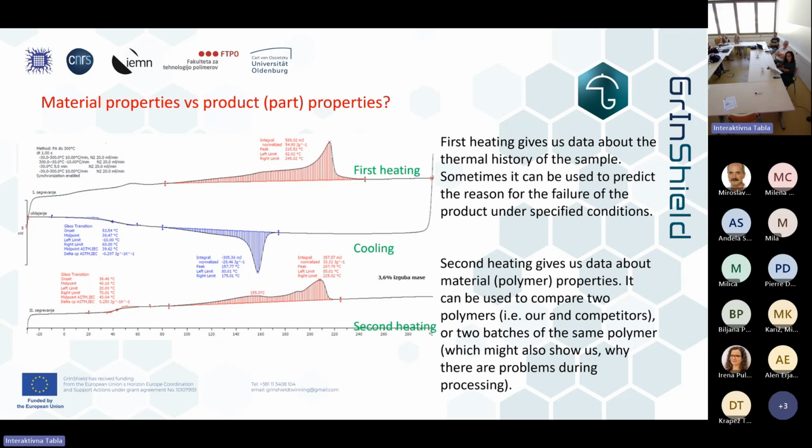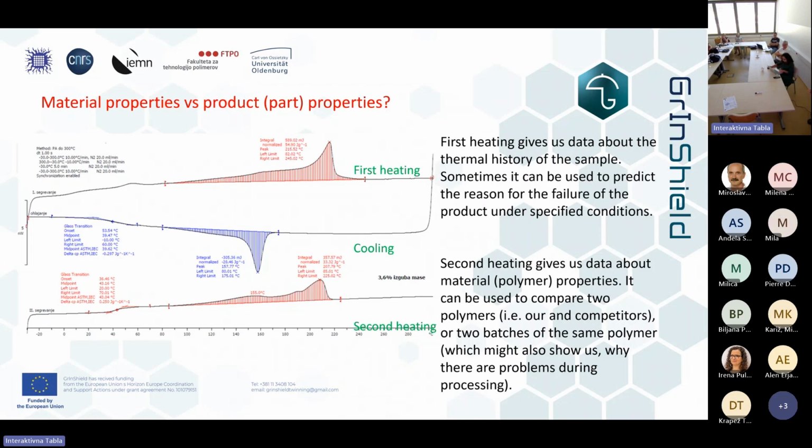And the second heating gives us data about the material, about the polymer. So here we can distinguish, for example, between two batches. One batch can be good, one batch can be bad. We can compare those and see the differences, which might then show us possible differences in chemical structure or in molecular weight distribution, and so on. And all these parameters also influence the properties of the finished part.